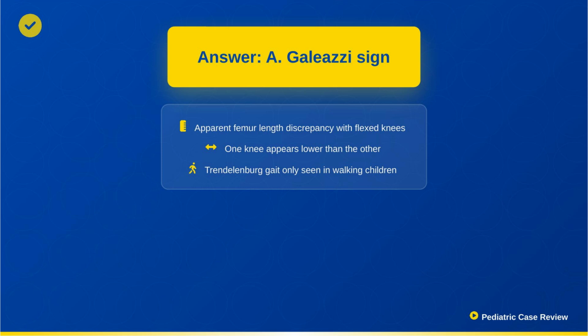Galeazzi sign. This refers to apparent femur length discrepancy when the infant is placed supine with hips and knees flexed. One knee appears lower than the other, indicating unilateral hip dislocation. Trendelenburg gait would only be seen in walking children, not a 6-month-old infant.